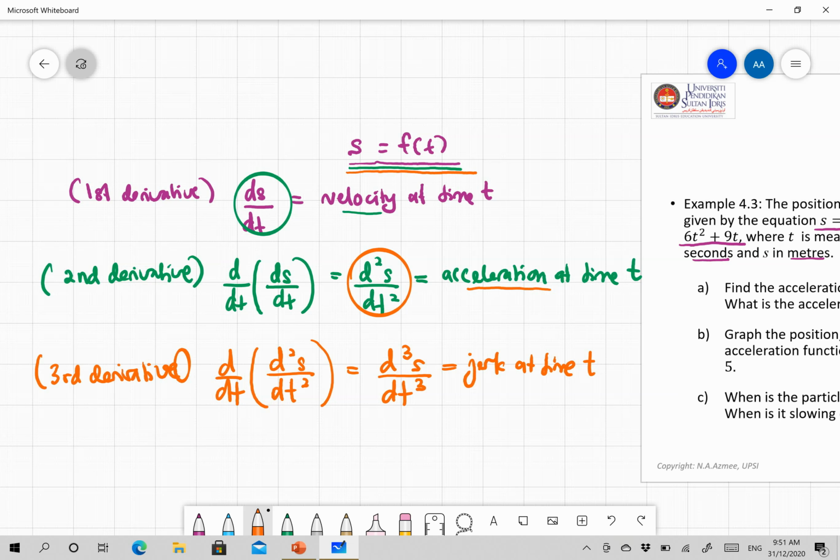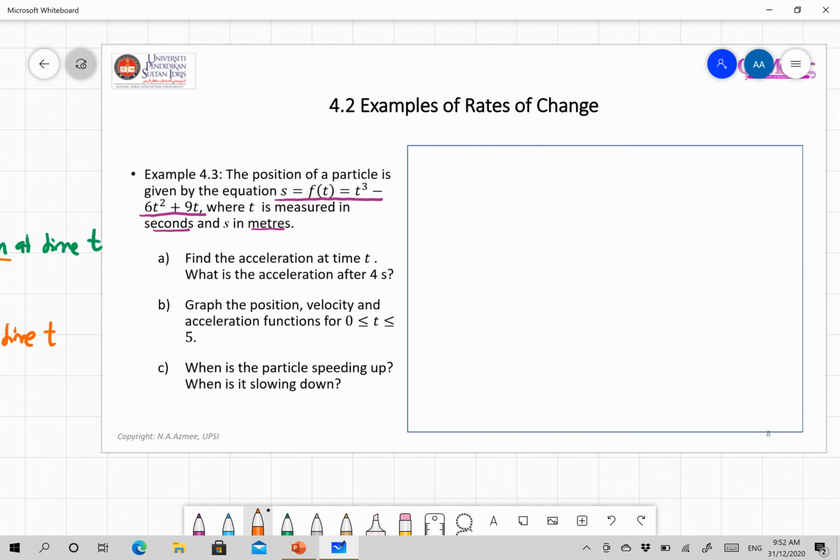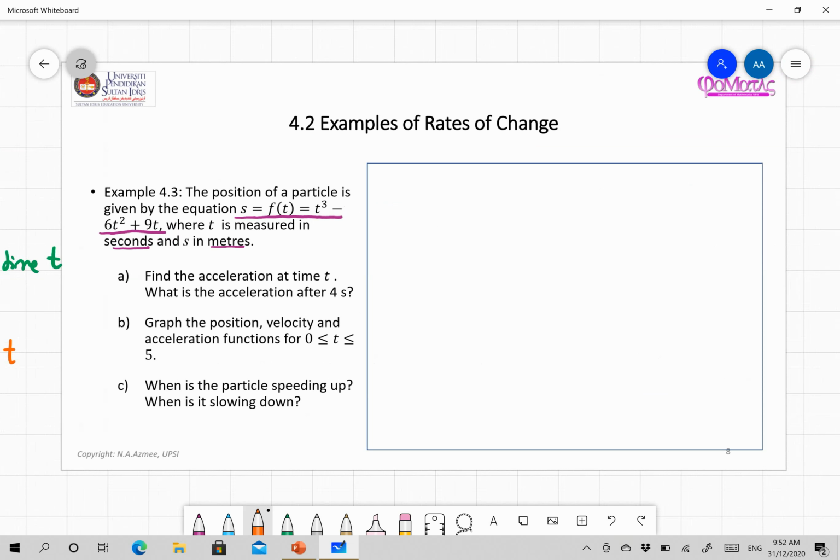Right, if we get on with our example here, the question is asking you to find acceleration at time t, which means that you have to differentiate this function twice in order to get acceleration. And once you have obtained that, you can find the value of acceleration after 4 seconds by substituting this value into t. So let's do it right now.